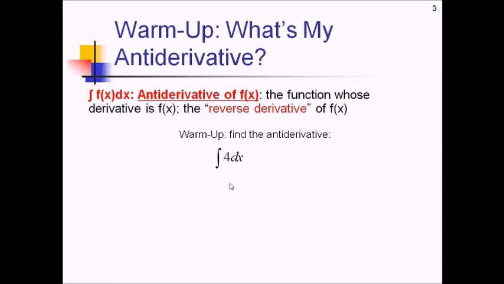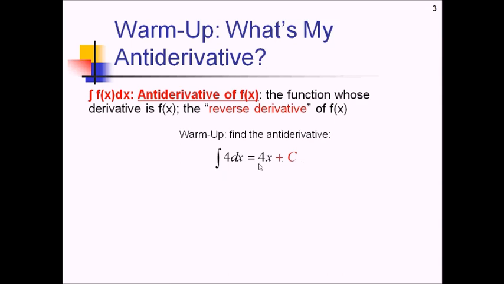All right, let's see what you came up with. So what function do I have to take the derivative of to get 4? Well, if I had 4x, the derivative of that would give me 4. So the antiderivative of 4 is 4x, right? Well, not quite. It's actually 4x plus c. Now, what is that, you're saying? Well, c is just any constant, some constant.